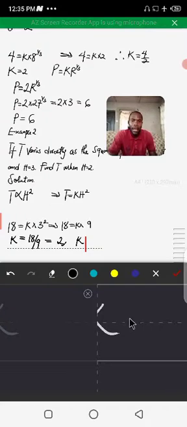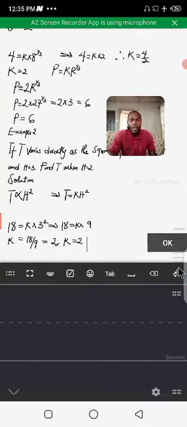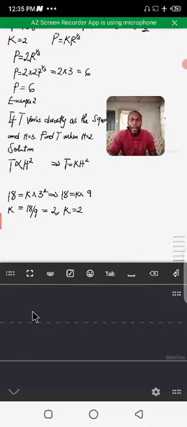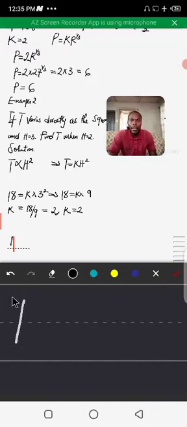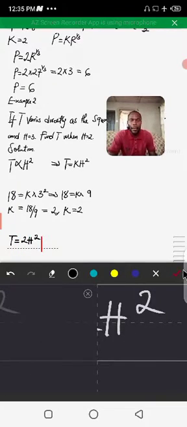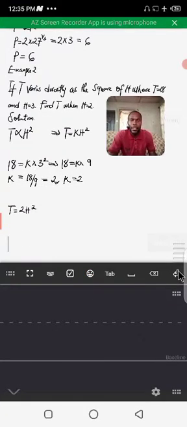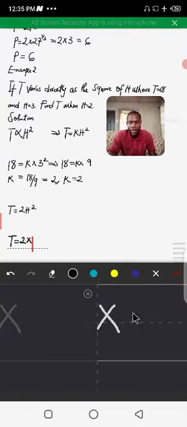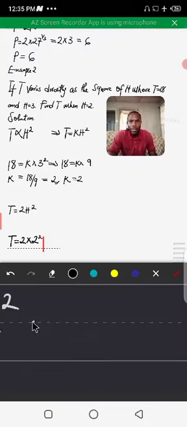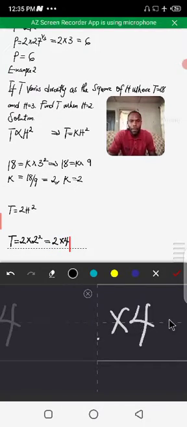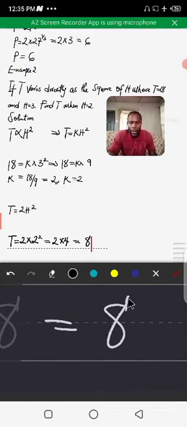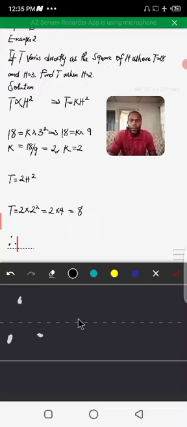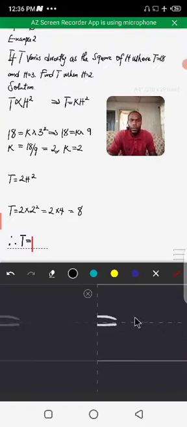K is equal to 2. You will now write out the relationship between them to say that T is equal to 2H squared. If T is equal to 2H squared, and we are to find the value of T when H is equal to 2, therefore we have T is equal to 2 times 2 squared, which gives us 2 times 4, which is equal to 8. Therefore, the value of T is equal to 8.